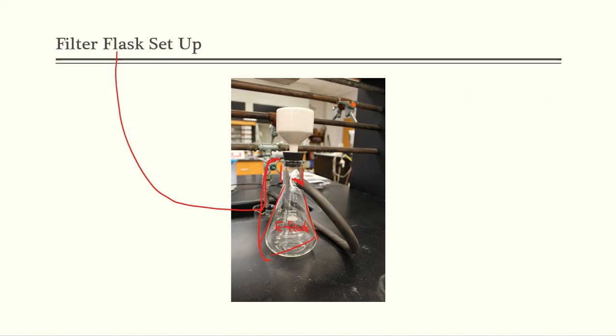The side arm is connected to this rubber hose. This rubber hose, if you track it, goes back to our faucet area that's back here. This faucet area is going to create some suction. That suction is going to pull all of my sample that I pour through the top of the funnel through the filter, so that way I do not have to sit here and wait forever. It speeds the filtration process up, and that is why I use a filter flask with an aspirator.